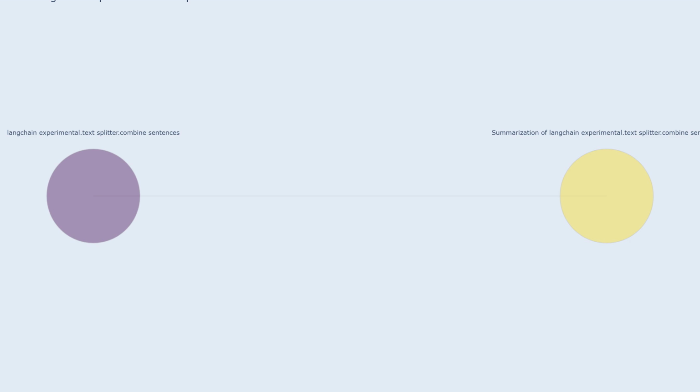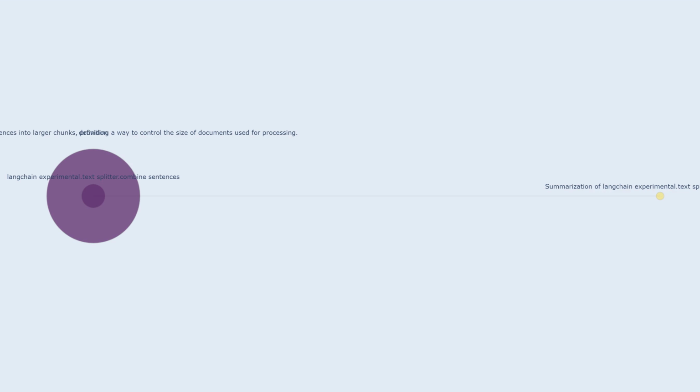Langchain experimental, text splitter, combined sentences. A detailed explanation of the functionality and usage of the combined sentences method within a LangChain framework. This method allows combining sentences into larger chunks, providing a way to control the size of documents used for processing. This method is particularly useful when working with large text documents.